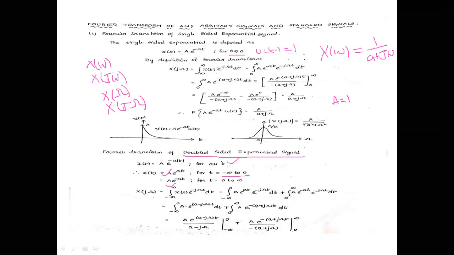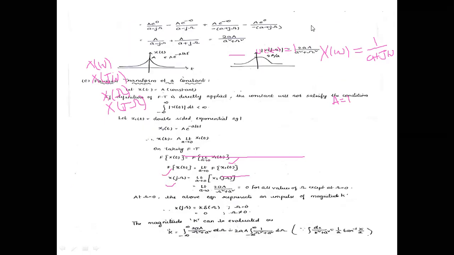Okay, my dear students. Now, split the integration into two parts, minus infinity to 0 and 0 to infinity. One is e power at. E power at gives 1 by a minus j omega, and here it is 1 by a plus j omega. Now, e power 0 by a minus j omega means 1 by a minus j omega. E power infinity is 0.